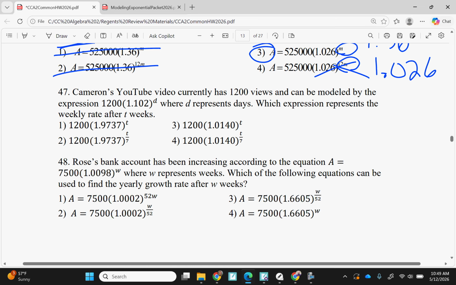47, it's giving me an equation that represents the daily rate. It wants the weekly rate. Well, fill step 1, convert. So I'm going to raise what's in the parentheses. Now, since I'm going from days to weeks, the time frame is increasing. It's the opposite. So I'm going to raise it to the n power. And in this case, n from days to weeks is 7. So if the time frame is increasing, then it's the n power.